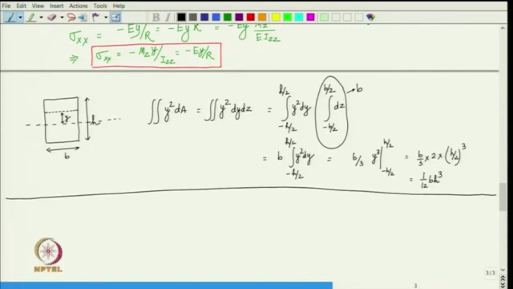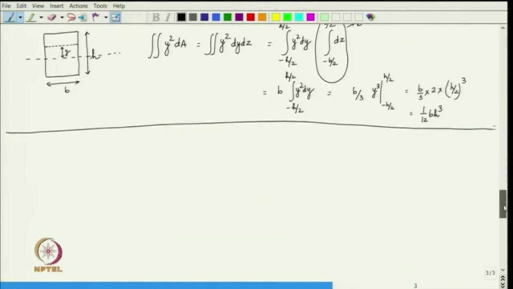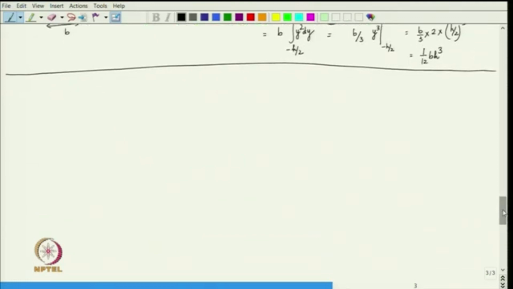We can also work it out for other cross sections. We simply have to find out the IZZ for that particular cross section. Let us also try to see what really happens to the cross section. Does the shape of the cross section change when we bend a beam? Initially it is rectangular, so after deformation what happens to the shape of the cross section?